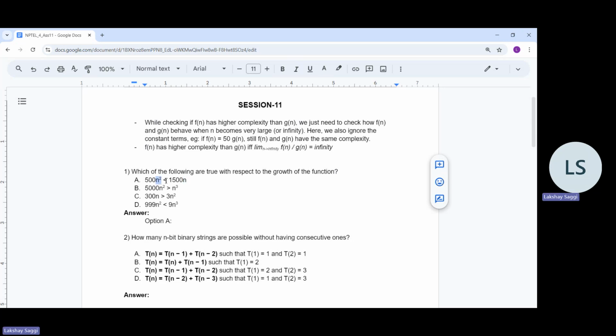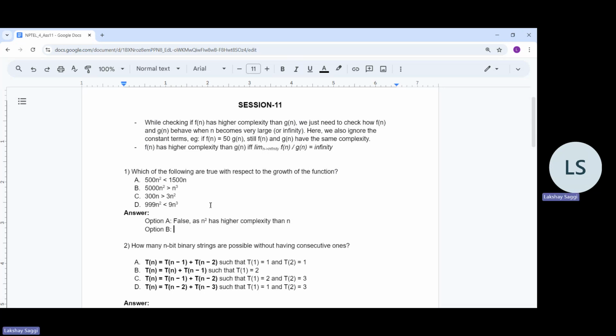This can easily be seen, and you must know it already from the lectures, but you can also see it by the limit definition. If you put f of n as n square and g of n as n, then n square by n gives us n, and the limit as n tends to infinity of n is just infinity. That's why n square has a higher complexity than n, and so 500 n square will also have a higher complexity than 1500 n. So this statement is false, because n square has higher complexity than n.